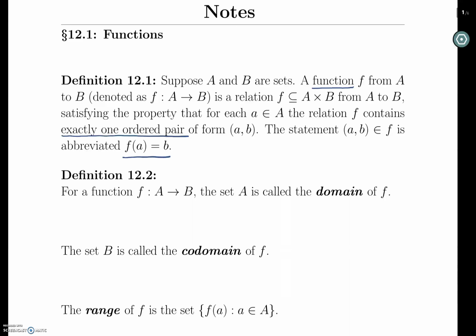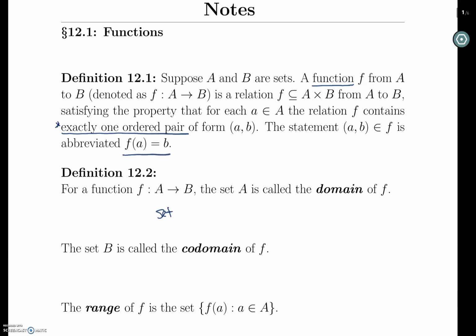And this definition jives with what you've learned about functions, that they satisfy the vertical line test. That's the exactly one ordered pair part of the definition. So, for any function f from A to B, the set A is called the domain of f. And so A is the set of inputs for our function. The set B is called the codomain, and this is the set of possible outputs.